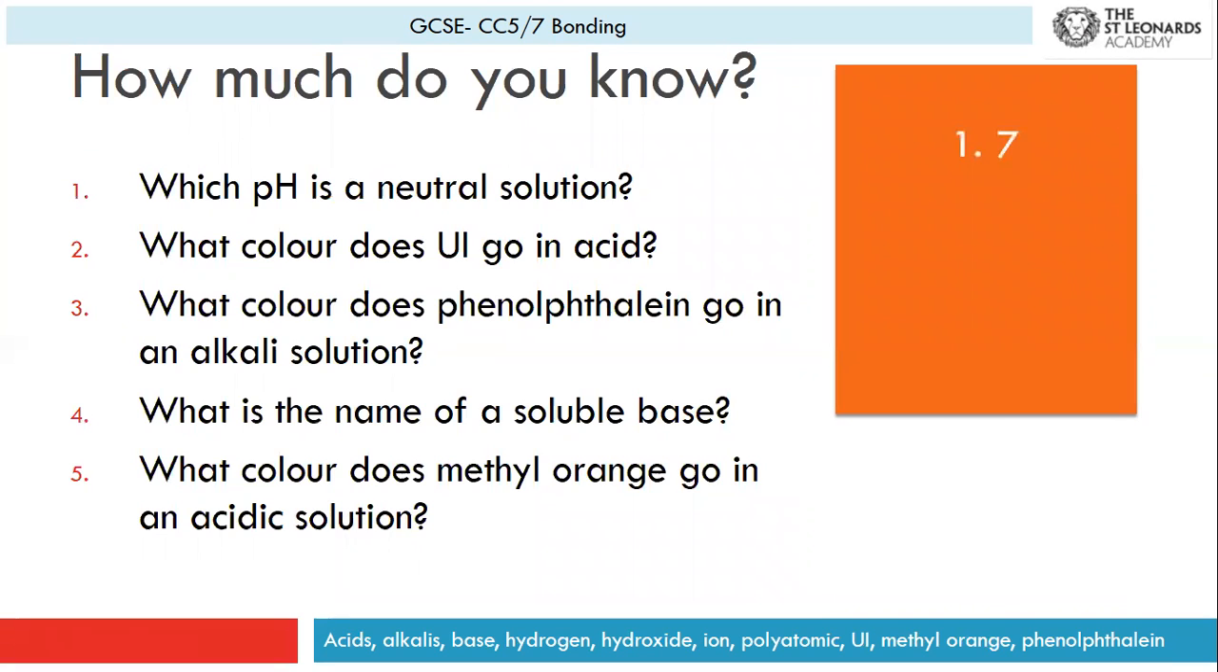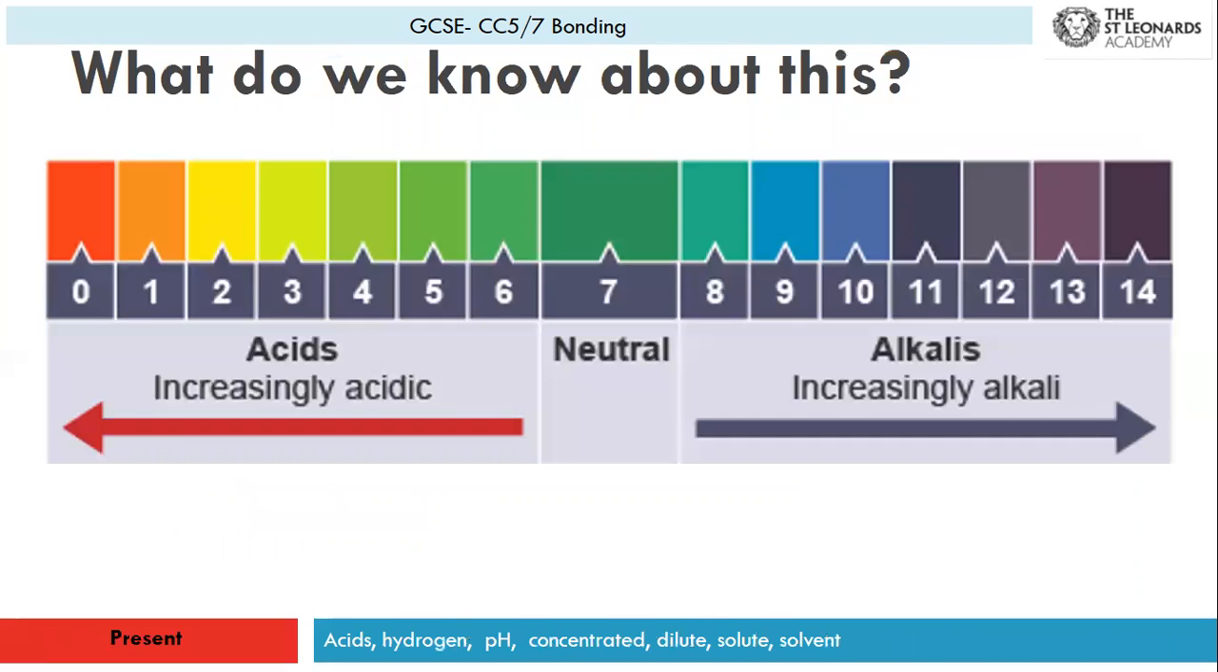On the screen now, you will see that the neutral solution pH level is 7. It will go red in acid. Phenolphthalein will go pink, if you remember from the previous screen. What is the name of a soluble base? It is an alkali. And methyl orange in an acidic solution turns red.